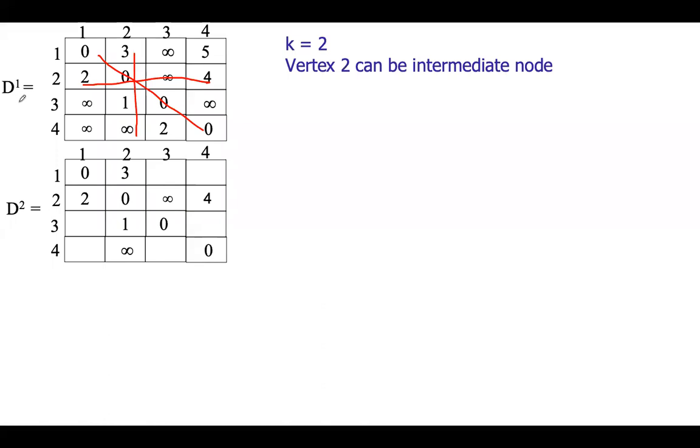D1 is input for the second stage, where vertex 2 is the intermediate node. D2 is the output matrix. In D2 matrix, second row and second column values will not change along with the diagonal elements. Is it clear? Step by step, you have to do the problems like this only, otherwise you will not get the proper solution. From D0 we got D1. From D1, keeping the second vertex as intermediate vertex, we are going to arrive at D2.